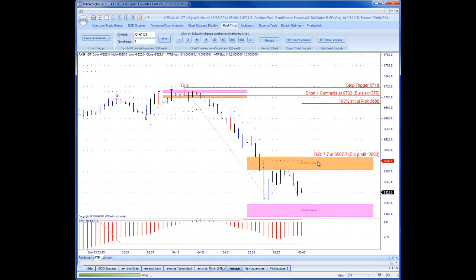So a very important concept to understand, and an important concept that most amateur traders never fully understand, but it's right at the core of what professional traders do, and that is why we have it in MTPredictor as the core part of our automatic routines, in that position sizing allows our profits to be large and our losses to be small. Again, that's the key to successful trading.